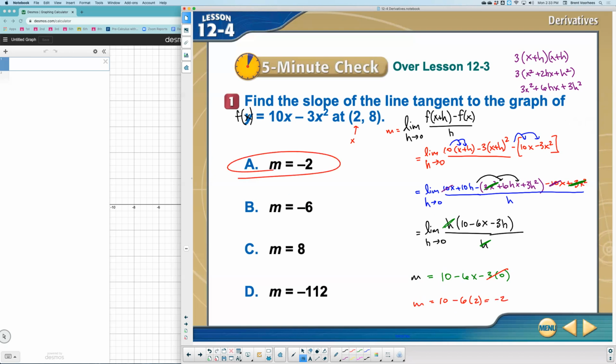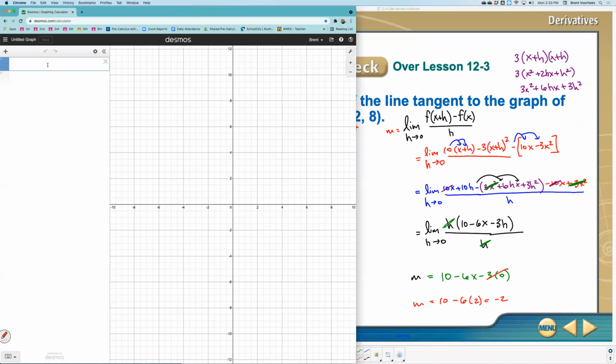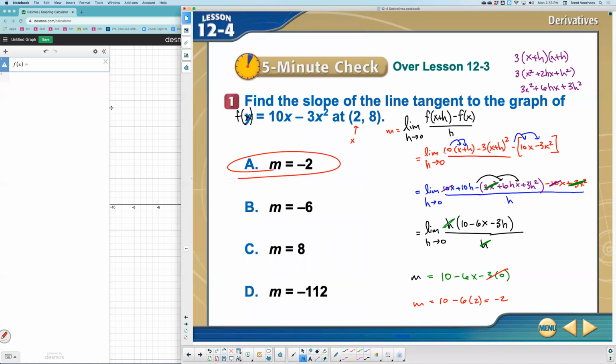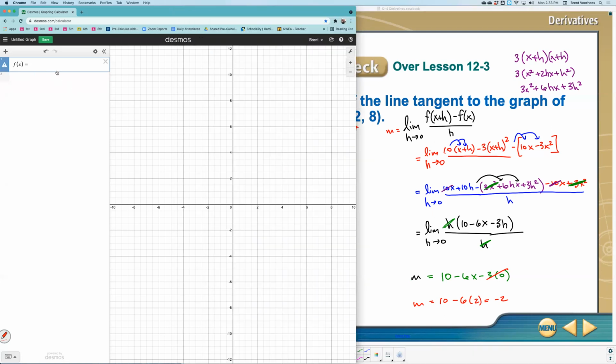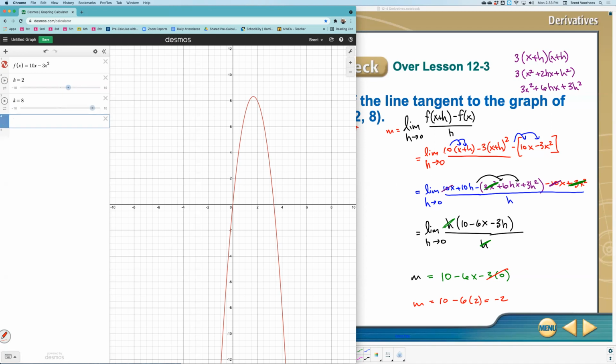And so we get A here as a solution. Now, after doing all of this problem, let's check it out in the calculator. F of x equals 10x minus 3x squared. There's the graph. And on this problem in particular, we want to know the point (2, 8). And so I'm going to use that as h is 2, k is 8.